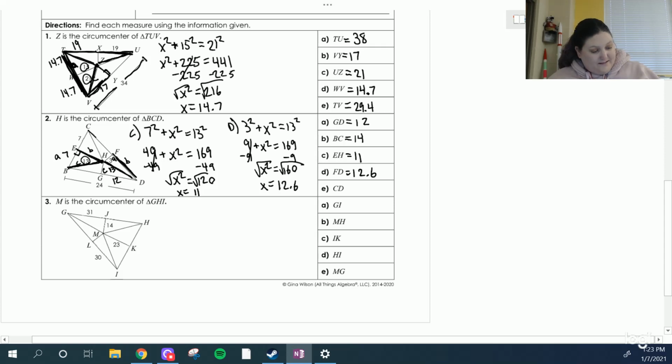And last one is CD. So I need this whole length here. Well, I just found the FD is 12.6. So now that I know that that's 12.6, I know that this is 12.6. And 12.6 times 2 is 25.2.